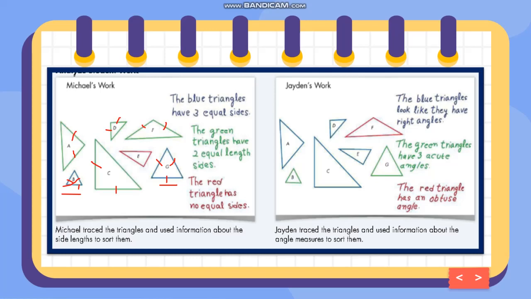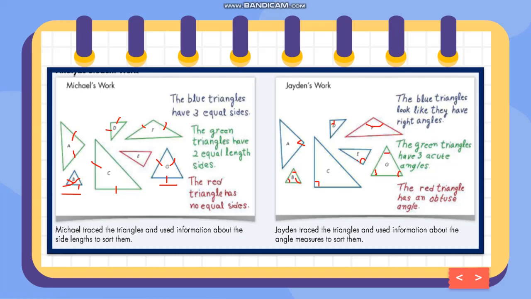For Jaden's work, he said that the blue triangles look like they have right angles. So this is a right angle. It looks like having a right angle. And the green triangles have 3 acute angles. So acute, acute, and acute. And the red triangle has an obtuse angle. So this is an obtuse angle. So Jaden traced the triangles and used information about the angle measure to sort them.